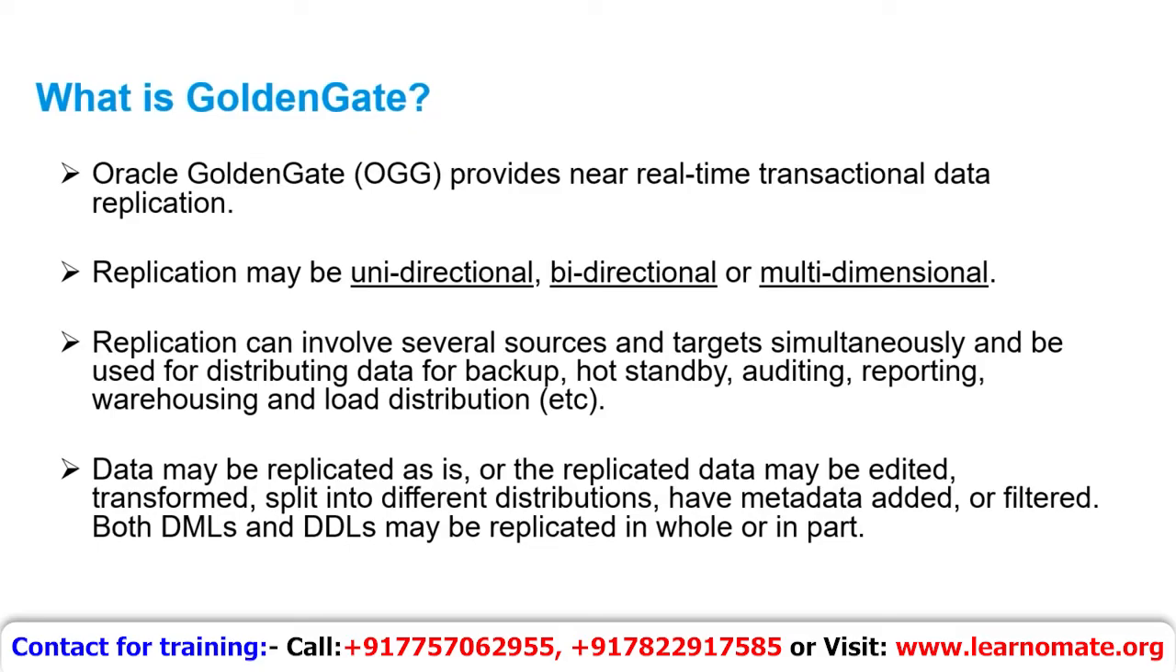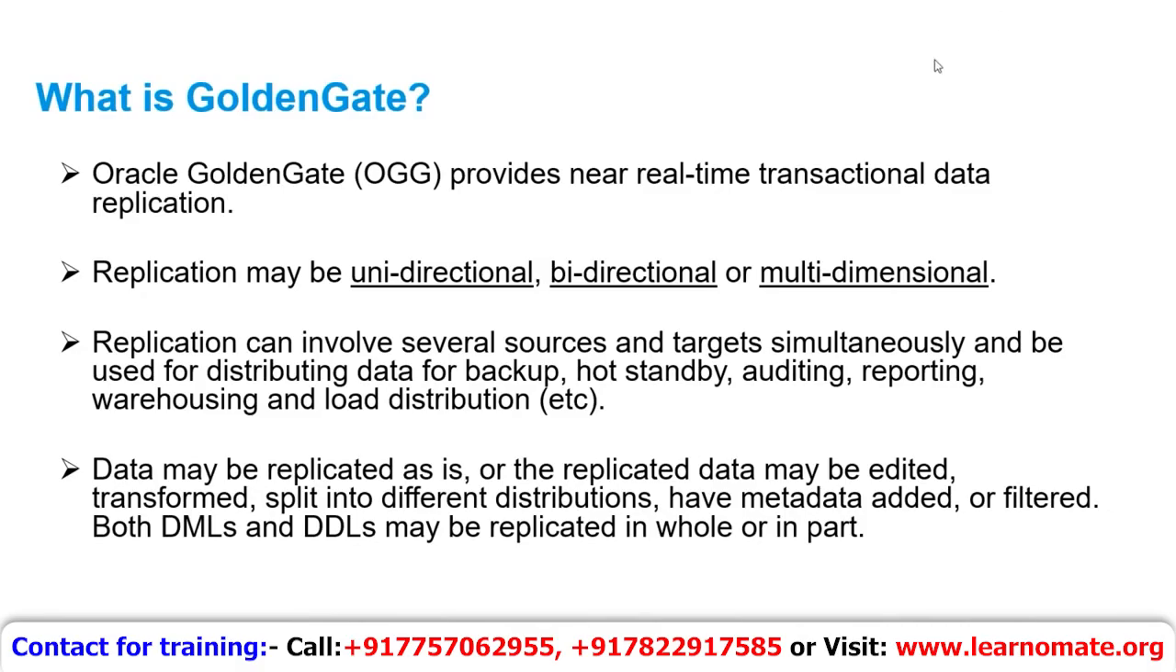Now with GoldenGate, replication can be unidirectional, bidirectional, or multidimensional. That means you can use Oracle GoldenGate for replicating data in unidirectional environment or bidirectional environment. Bidirectional means both the sides will be live. So application can be connected to any side and the replication will happen to the other side. Or with GoldenGate, replication can be multidimensional. That means that multiple sites can be involved.